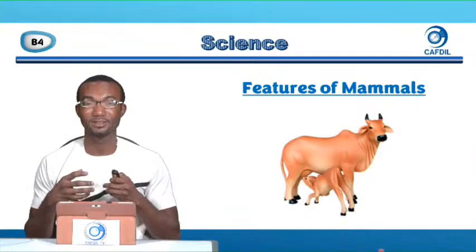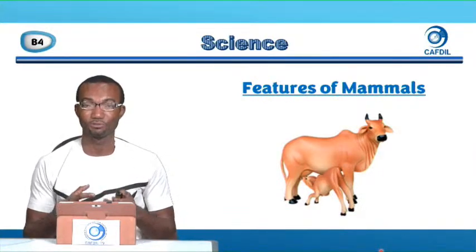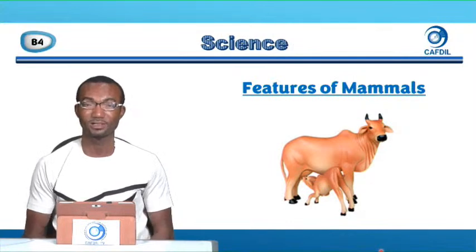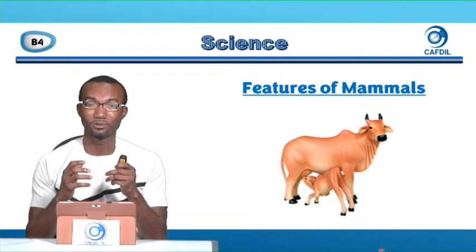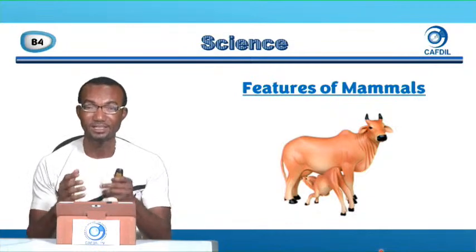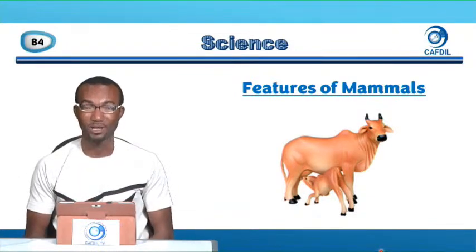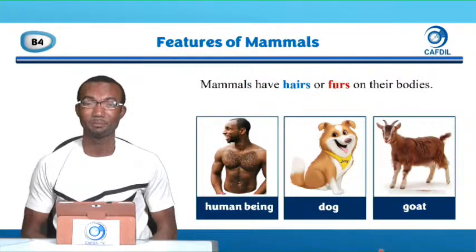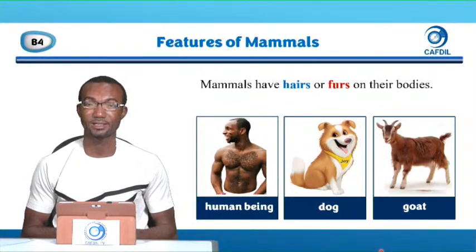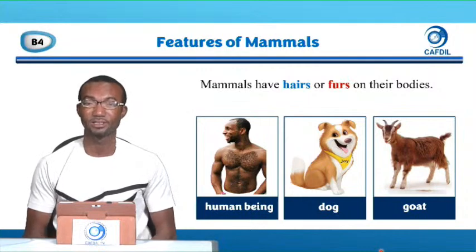Now let's look at features of mammals. When we talk about features, we mean certain things that, when you see them on those animals, you can confidently say that these animals are mammals. Okay, the first one is that mammals have hairs or furs on their bodies.